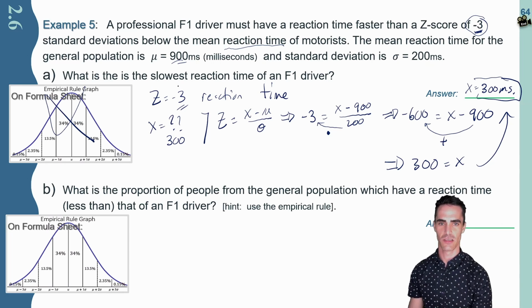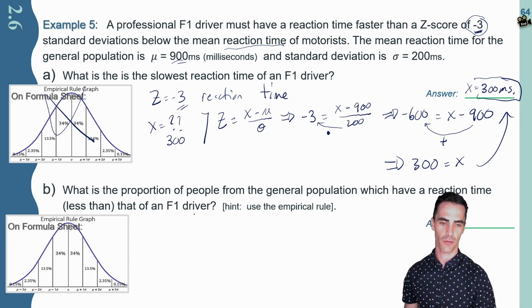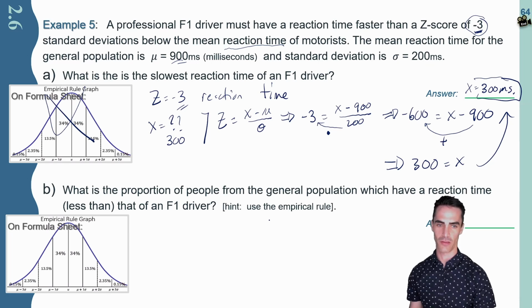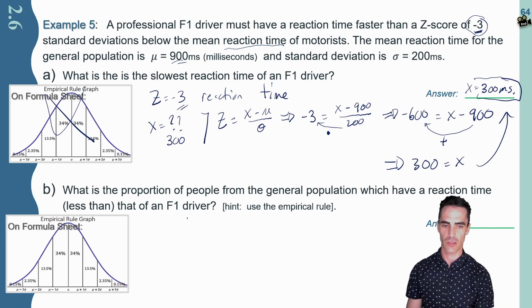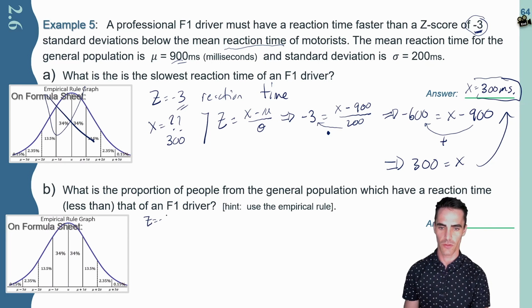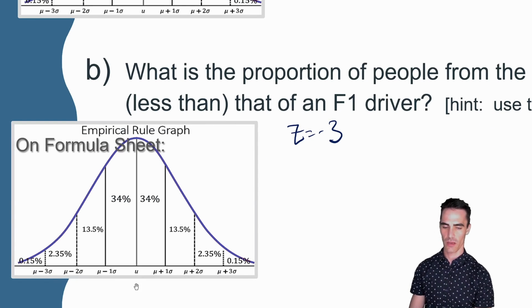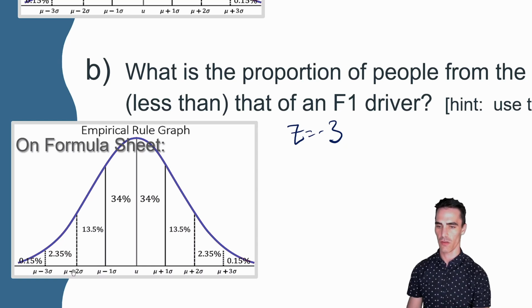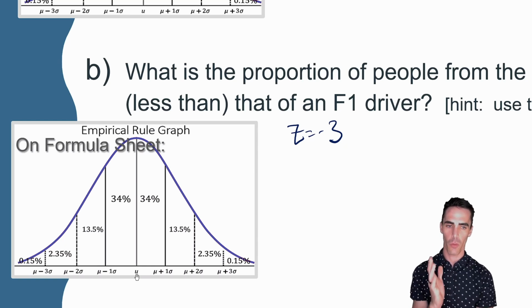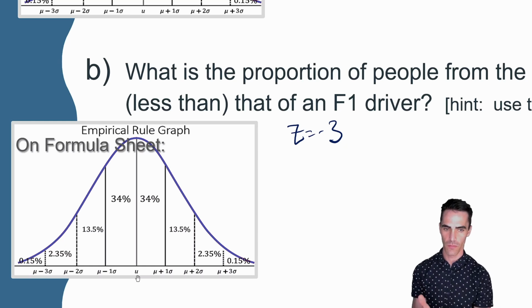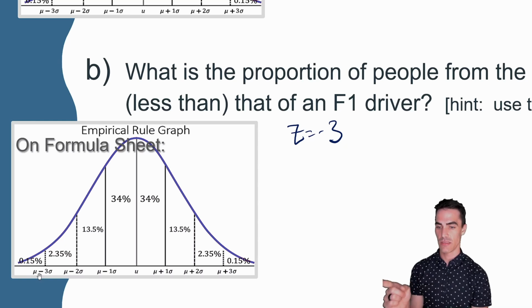But how likely is it to bump into somebody that has this reaction time? What is the proportion of people from the general population which have a reaction time less than that of an F1 Formula driver? Hint, use the empirical rule. Let me show you how we're going to do this. The Z-score is actually the more friendly term that we want to use. Z is equal to -3. If I look at our empirical rule, it's a bit hidden in there. This is the mean, 1 standard deviation, 2 standard deviations. If you remember, Z-score measures how far away an observation is from the mean. We're -3 away. It doesn't mean that we're -3 units, though.